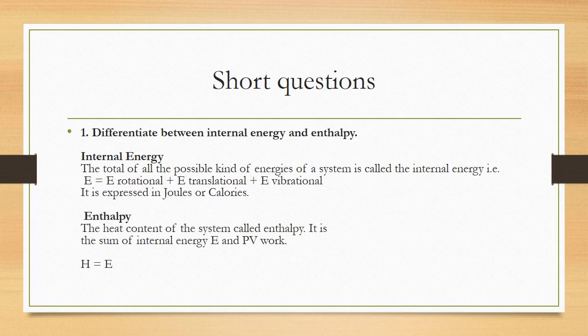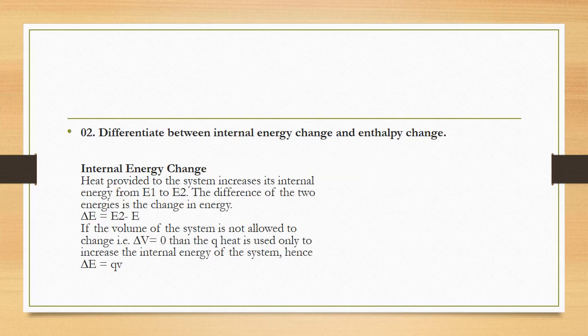So enthalpy is what? The heat content of the system is equal to the total internal energy plus the pressure-volume work, either done by the system or done on the system. Now differentiate between the internal energy and the enthalpy change. When heat is provided to the system, it increases its internal energy from E1 to E2. The difference of these two energies is called the change in energy, right?